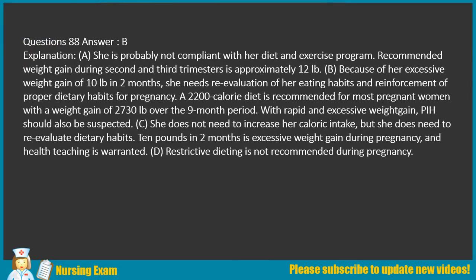Question 88 answer, B. Explanation. A. She is probably not compliant with her diet and exercise program. Recommended weight gain during the 2nd and 3rd trimesters is approximately 12 pounds. B. Because of her excessive weight gain of 10 pounds in 2 months, she needs re-evaluation of her eating habits and reinforcement of proper dietary habits for pregnancy. A 2,200-calorie diet is recommended for most pregnant women with a weight gain of 27 to 30 pounds over the 9-month period. With rapid and excessive weight gain, preeclampsia should also be suspected.